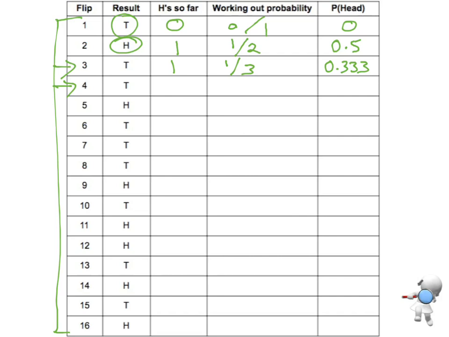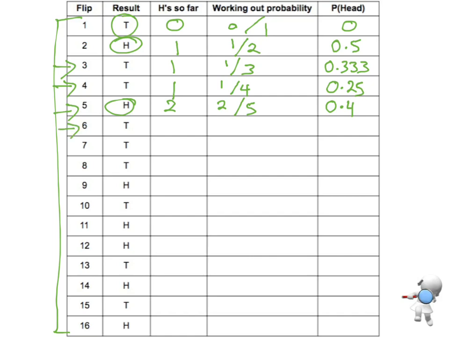I get another tail. How many heads are there so far? There's still only one head. So there's one head out of the 4 coin tosses that I have now done. So that's a chance of 0.25. Toss the coin on my 5th time and I get another head. So now I've got 2 heads in the first 5 tosses. So that's 2 chances out of the 5 coin tosses, and so that is a probability of 0.4.